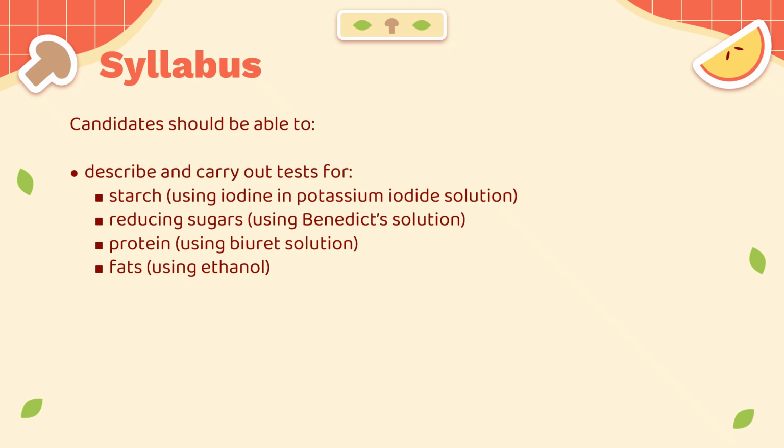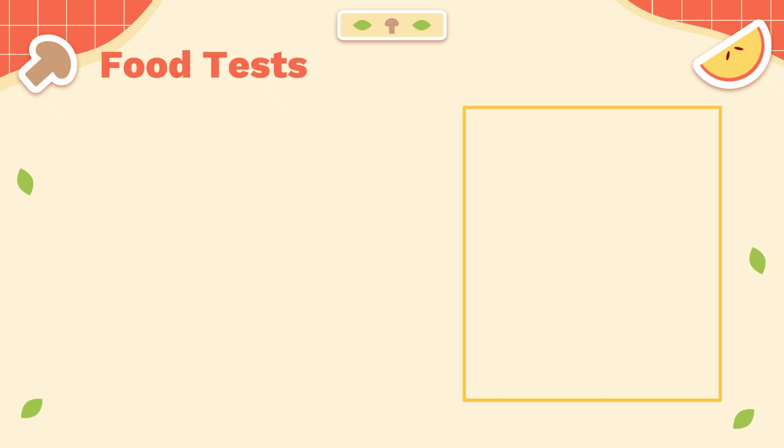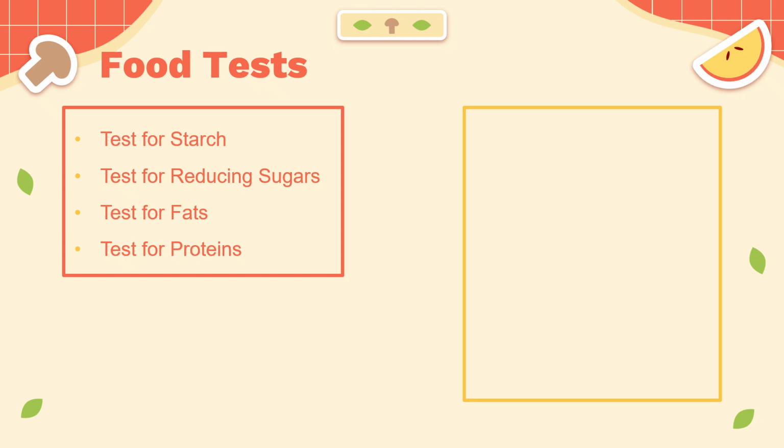So not only do you need to learn how to practice them in practical, you must also learn how to describe the test in a theory question. That's the reason why I have created a video for this, because it is still pretty heavy in theory. So for food test, you can test for these 4 nutrients: starch, reducing sugar, fats, and proteins. You can test for these 4.